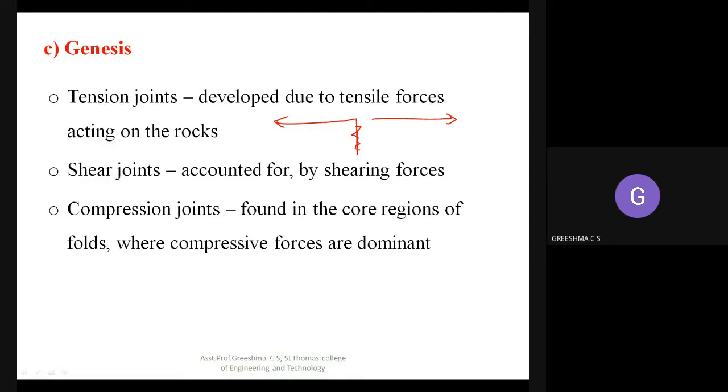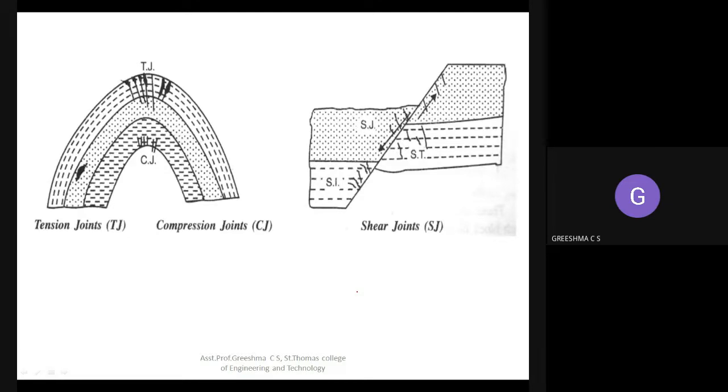Shear joints are the joints occurring due to shearing forces. Because of the shearing force, you get shear joints. The next one is compression joints, because of the compressive forces. Because of the compressive forces, you have compression joints. We'll see how these three types of joints look.